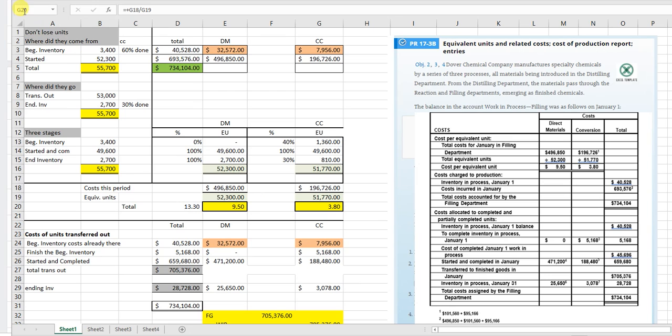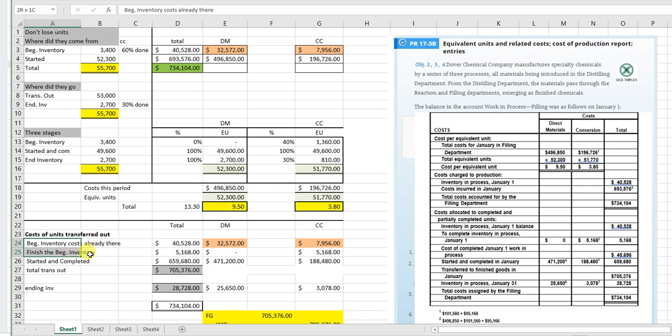So step 1, figure out the units right there. Step 2, figure out your equivalent units. Step 3, figure out your cost per unit. Step 4, assign the costs. So notice I have 3 stages of inventory: beginning inventory, started and completed, and ending inventory. However, this inventory technically has 2 stages: what I did last period and what I did this period.